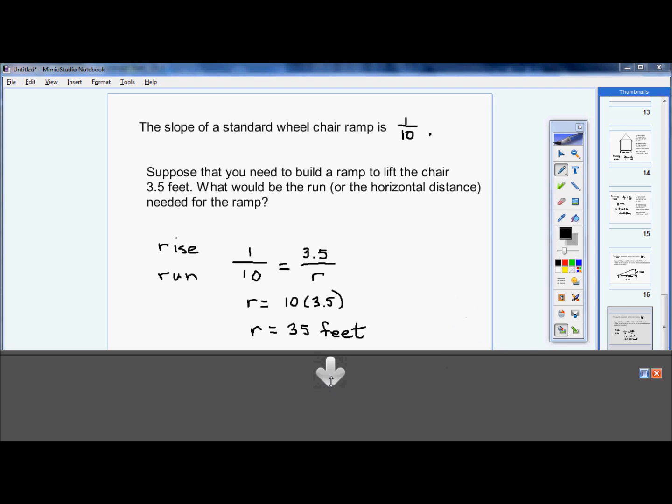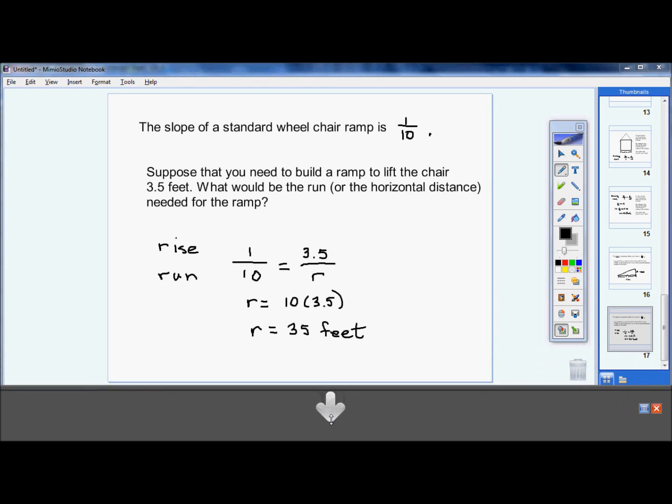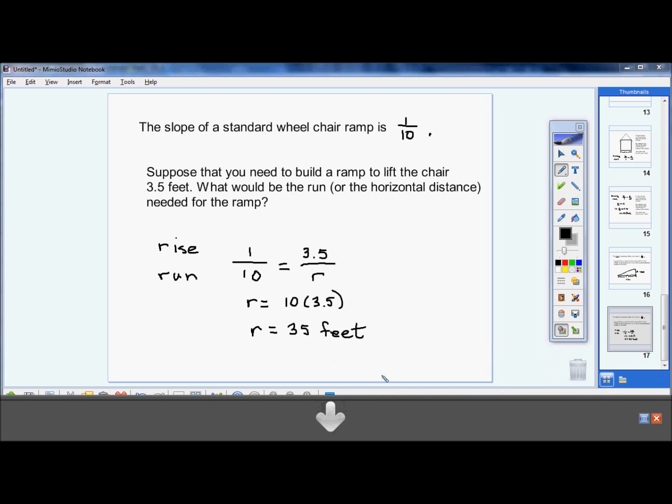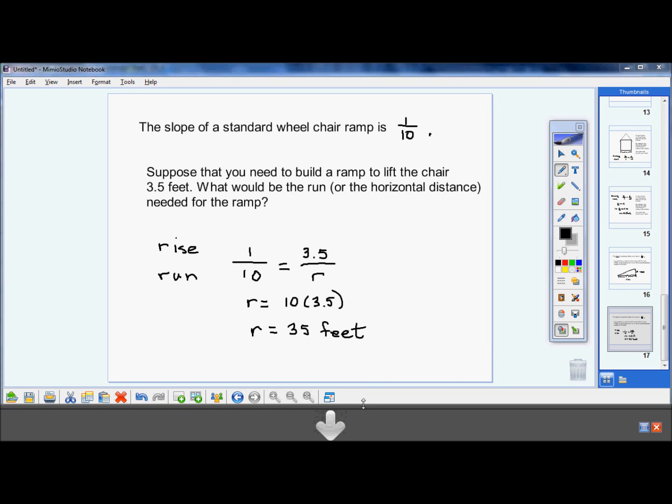Okay, so that's an interesting thing. It's something to think about. If you ever find yourself in a situation where you need to plan for that in your home, think about how far. You may even have to loop it around so that you have enough space if you don't actually have a complete 35 feet in one straight line. So very, very useful things today.